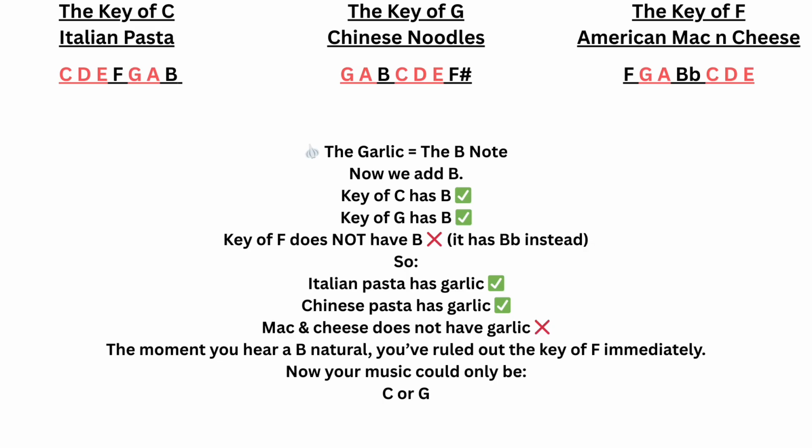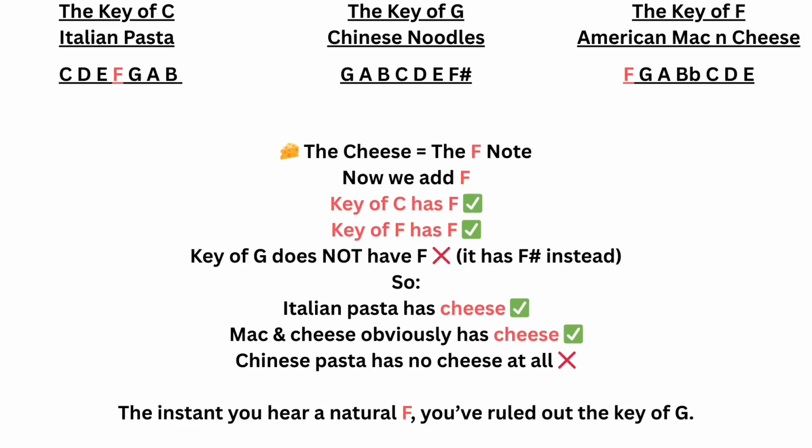So, with that, you can already tell. Italian pasta has garlic. Chinese pasta has garlic. Mac and cheese does not have garlic. The moment you hear a B natural, you've ruled out the key of F immediately. Now, your music could either be in the key of C or the key of G.